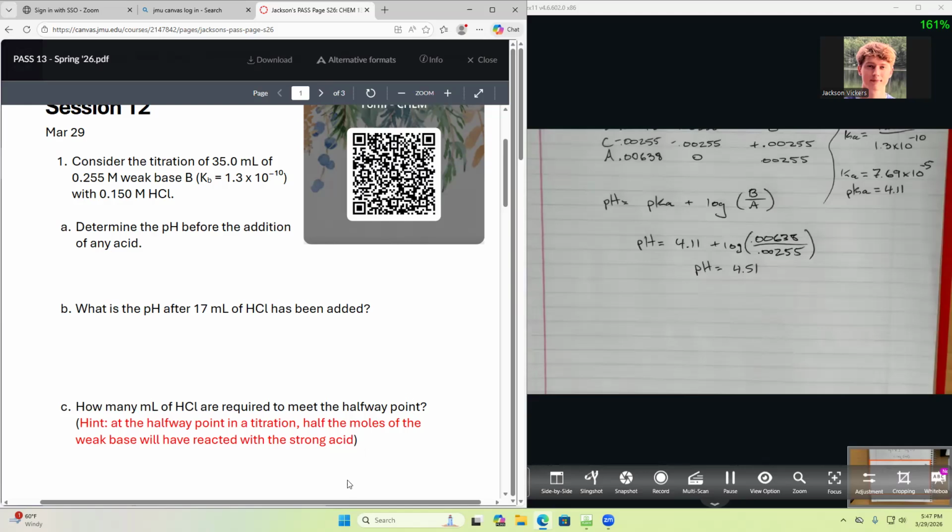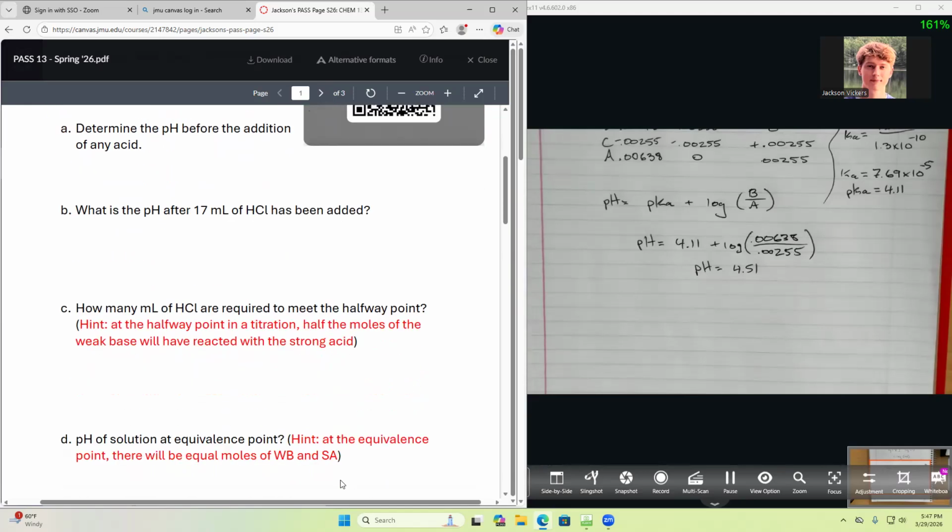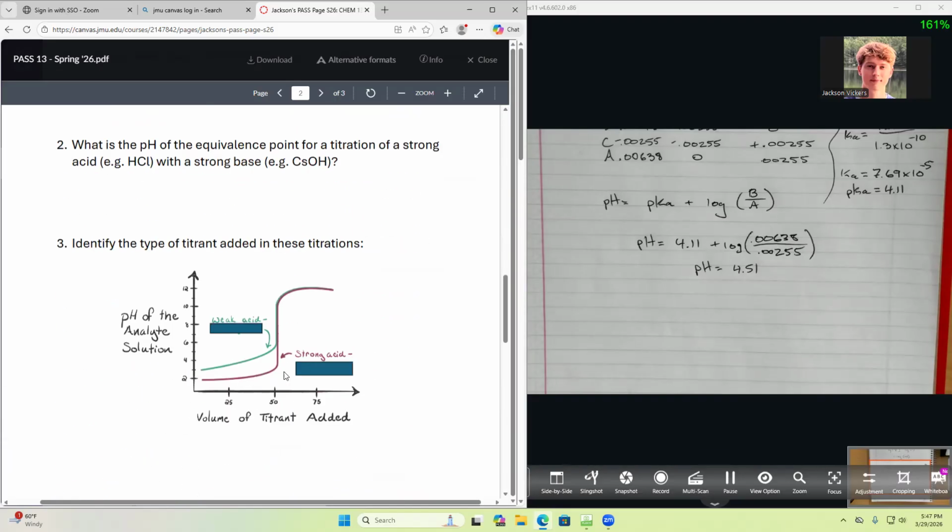The next one, though, we're getting into some terms that I believe were in maybe his videos or his slides. Did he talk about halfway points and equivalence points? Is that not ringing a bell for anyone? If it's not, then I'll explain it. Those are different areas that we can talk about when we're referring to one of these titration curves. And he might talk about it tomorrow.